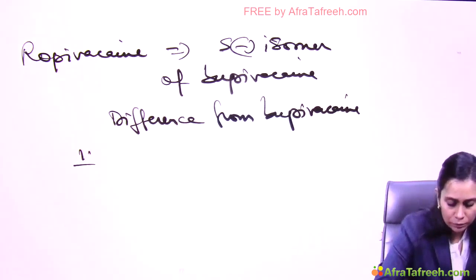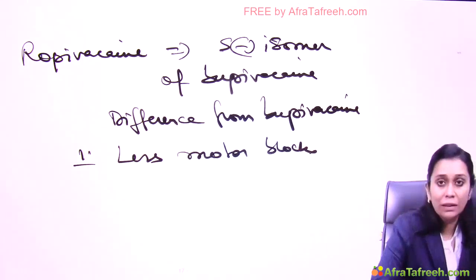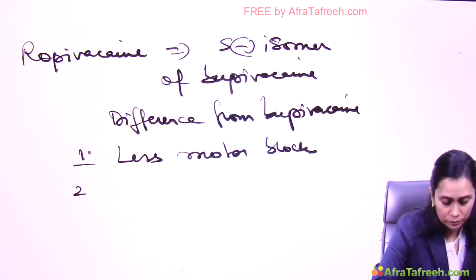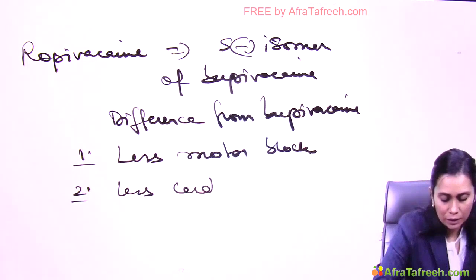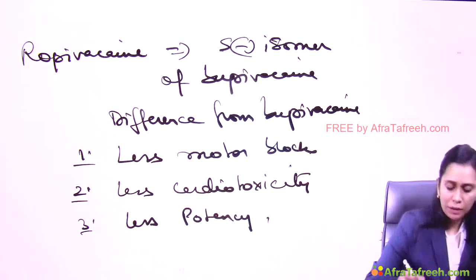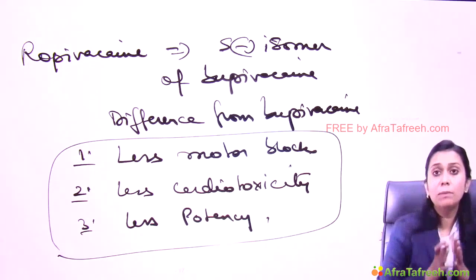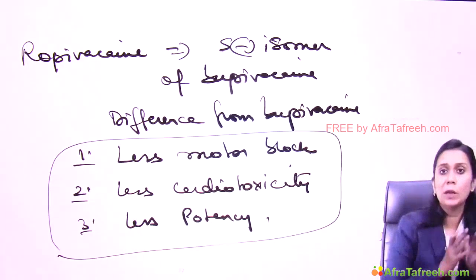Number 1, less motor block. It produces less motor block. Number 2, less cardiotoxicity. And number 3, less potency. A little bit of potency is reduced. Got it? These are the 3 differences of ropivacaine from bupivacaine. Otherwise, it is exactly bupivacaine. If bupivacaine is contraindicated for IVRA, ropivacaine is also contraindicated for IVRA. It is better than bupivacaine in safety profile, but not as good as lignocaine.